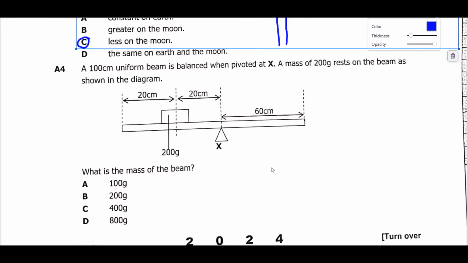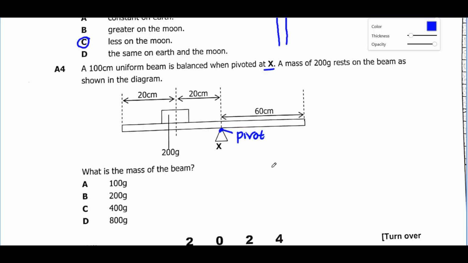So question number 4: a 100 centimeter uniform beam is balanced when pivoted at X. So point X is our pivot. The pivot is the turning point. A mass of 200 grams rests on the beam as shown in the diagram. So we have been given mass.